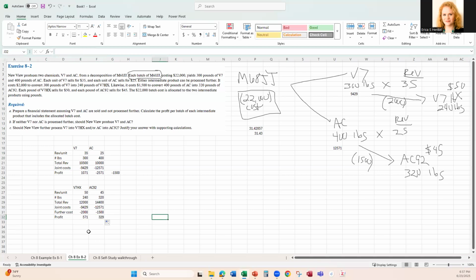Comparing this, we actually make less money here than we did before. Up here we made 1,071, and down here, let me look. What is our incremental? What is the difference between before and after?